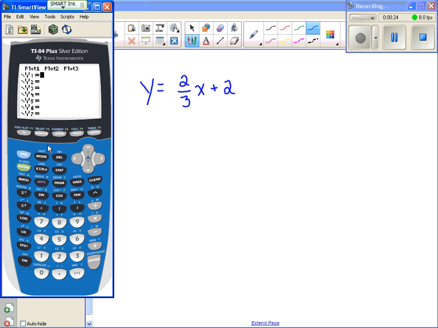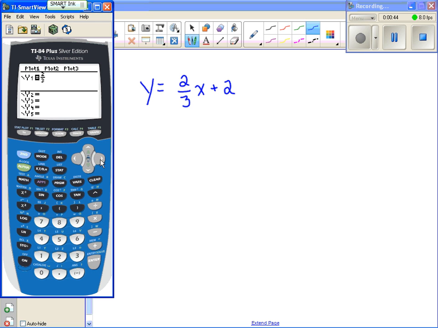So where it says y1, you're going to type in 2/3. If you want to use your fraction keys, you can. So if you hit alpha and then the y equals button to access the fraction, and we're going to have 2, right arrow key, and then 3.